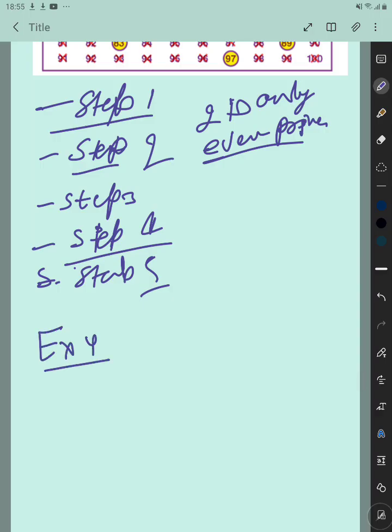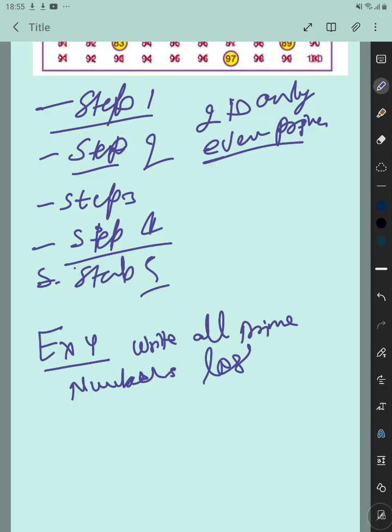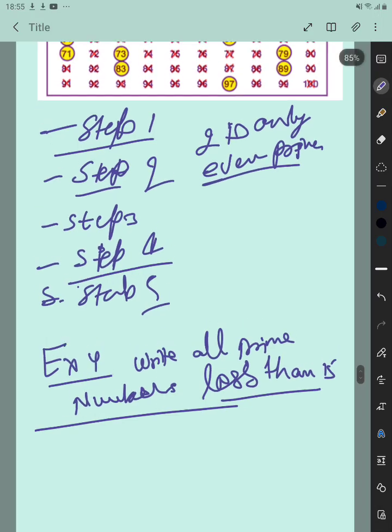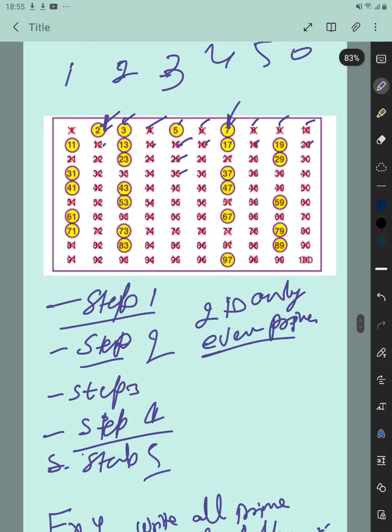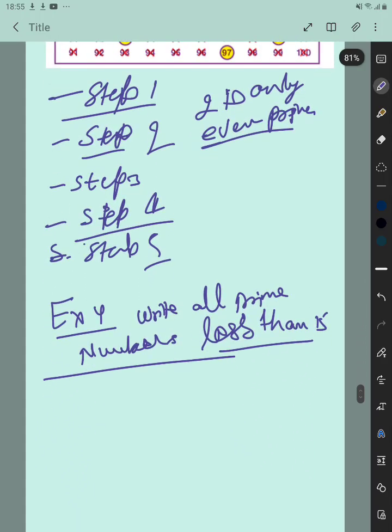Example 4: write all prime numbers less than 15. You can observe by looking at the table itself, but we will not look at the table, and we'll start writing 2.